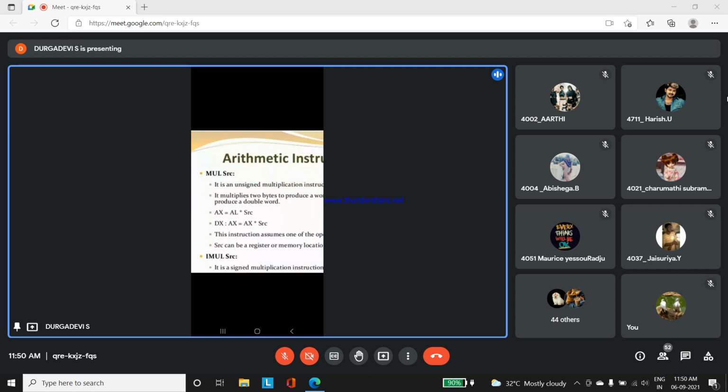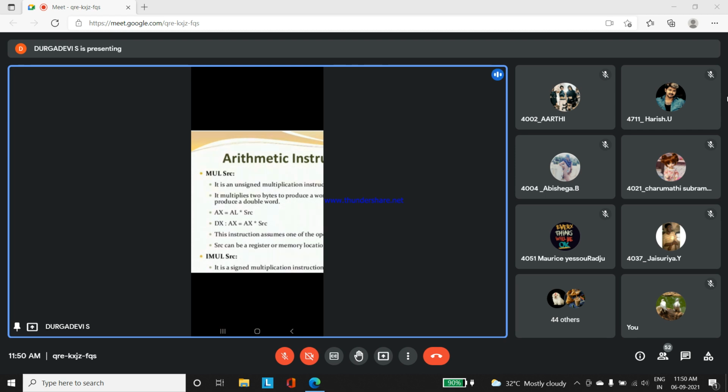See the next one. Next one you should understand carefully. Next example I am taking. First example, if you want, write it on paper: MUL BL means AL into BL. L means lower 8-bit, so the answer will be greater than 8-bit, so AX.